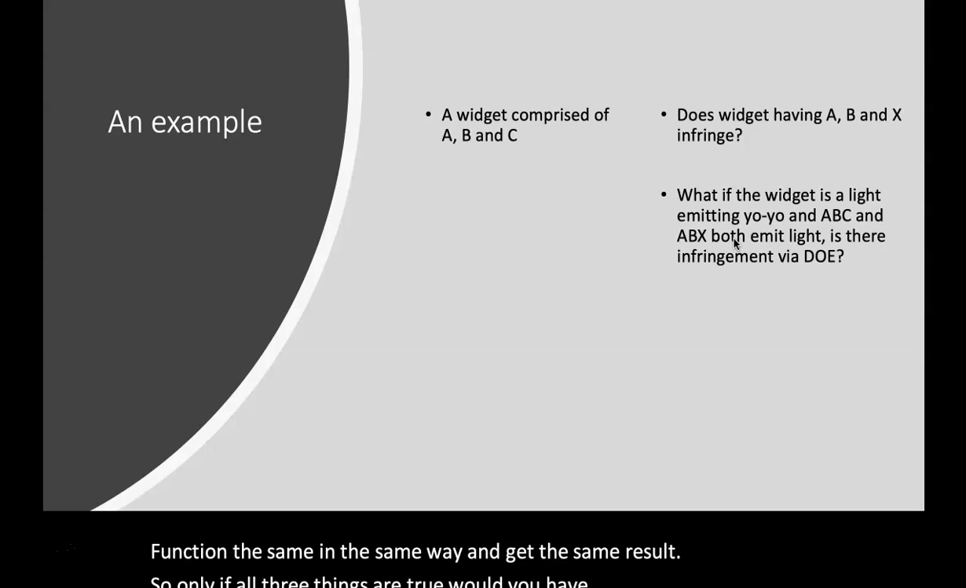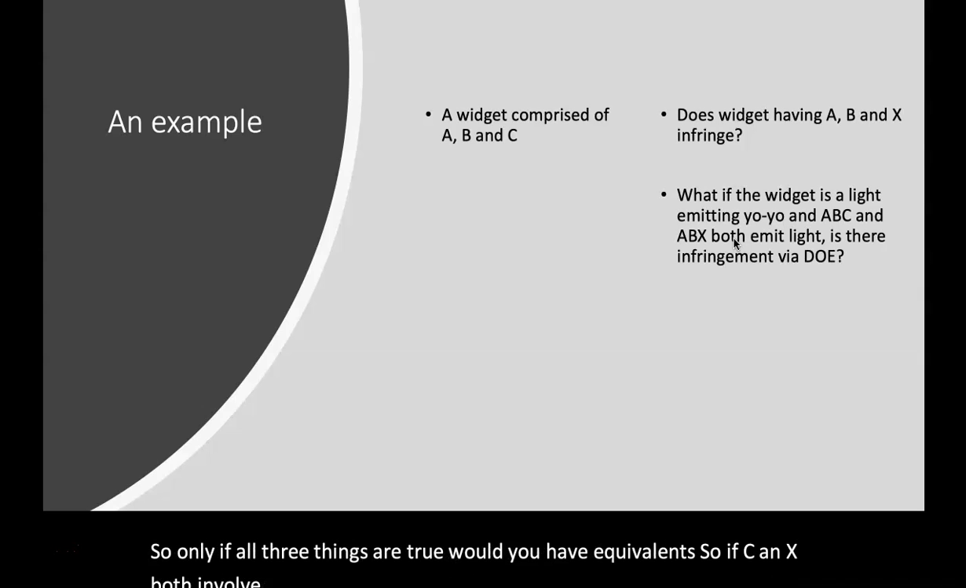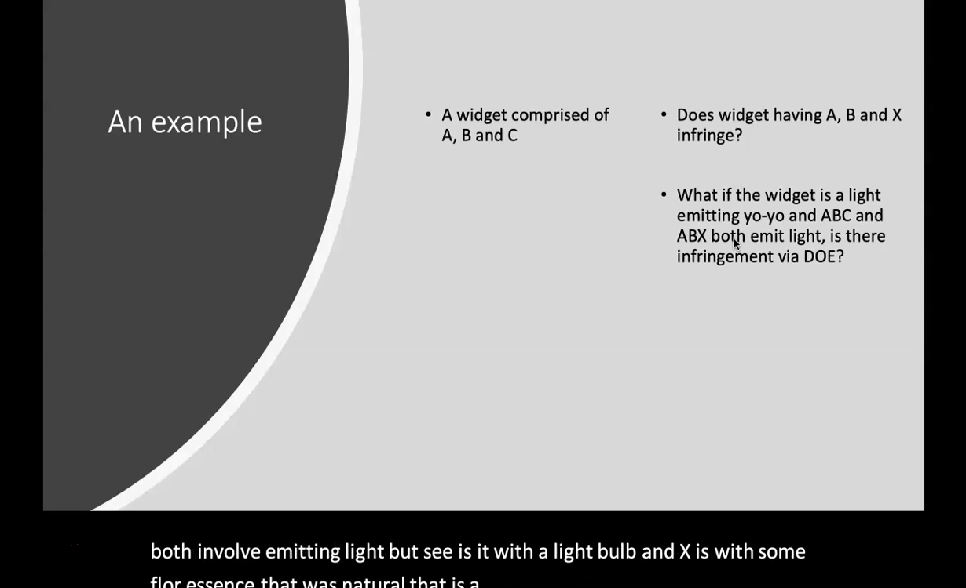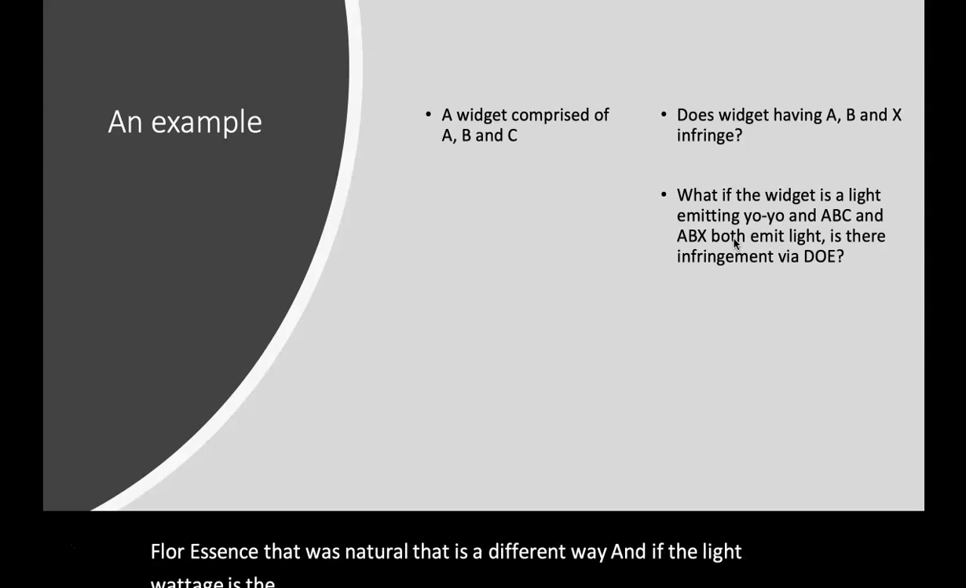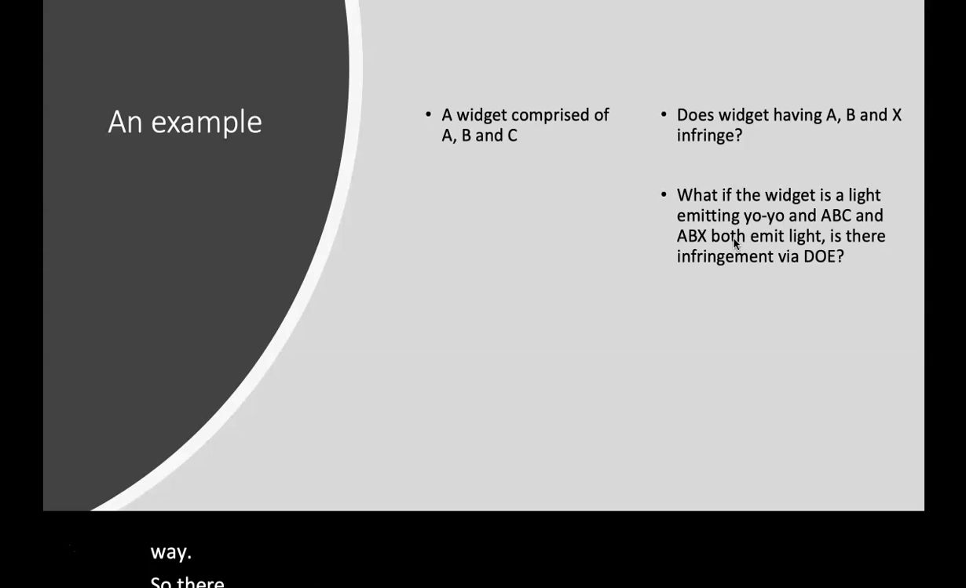So if C and X both involve emitting light, but C is with a light bulb and X is with some fluorescence that was natural, that is a different way. And if the light wattage is the same, that might be the same result, but it's still a different way. So there would not be equivalence. There are other nuances to the doctrine of equivalence, but hopefully that helps with the big picture.